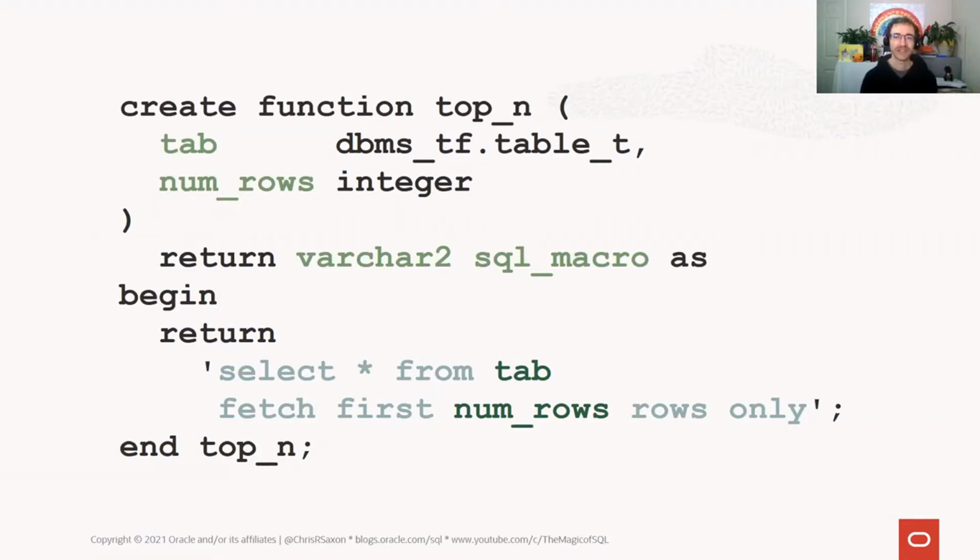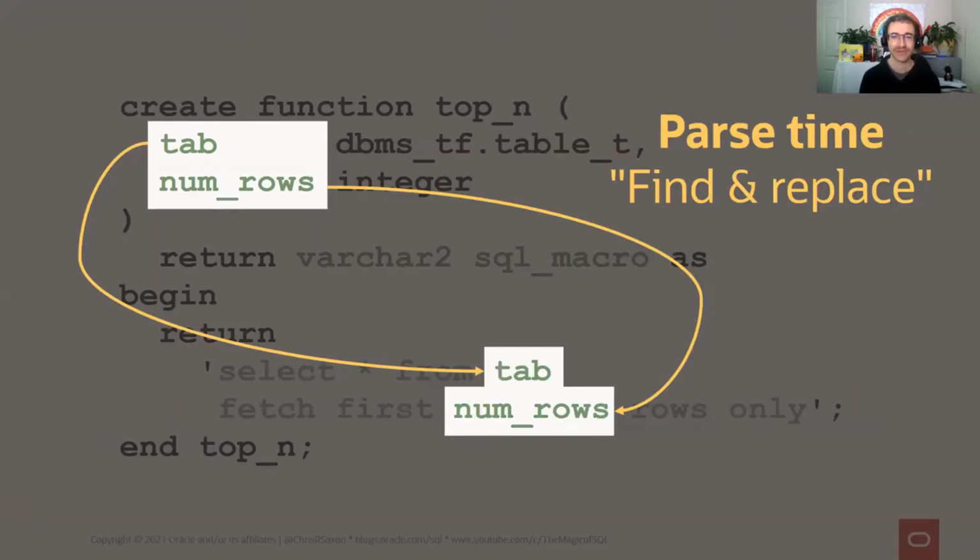Well, essentially what happens is at parse time, the database does a find and replace of those parameters in the string and replaces them with the actual text of the values you pass for those parameters. So it searches for those parameter placeholders in the string and looks at what you've actually passed, and I say textual replacement. So looking for that and replacing that in the string.